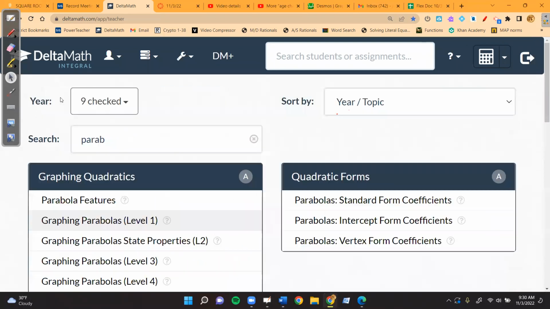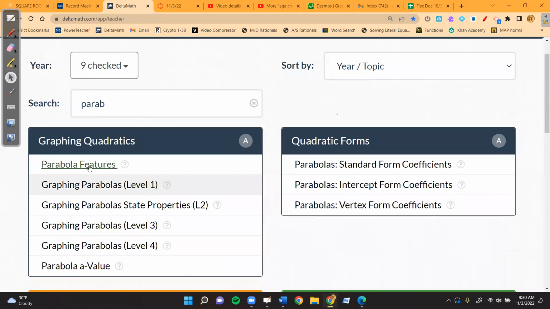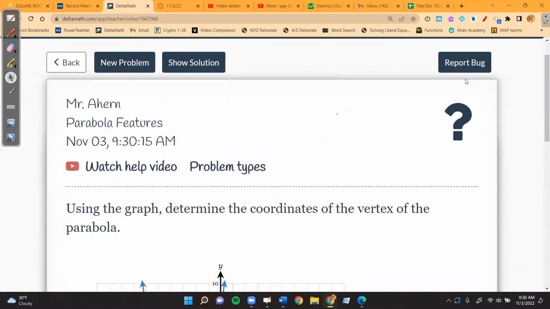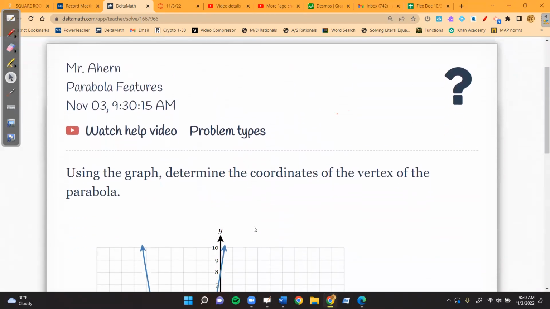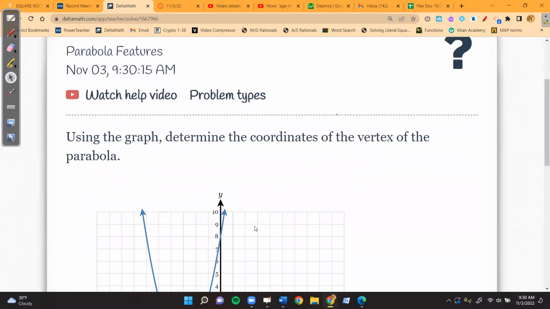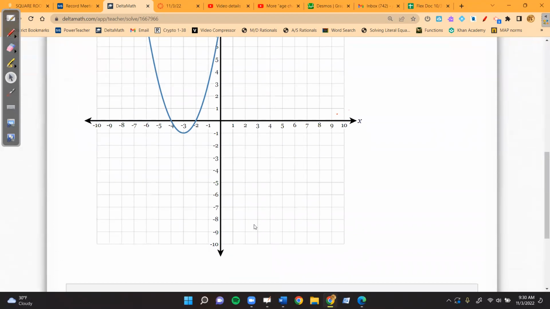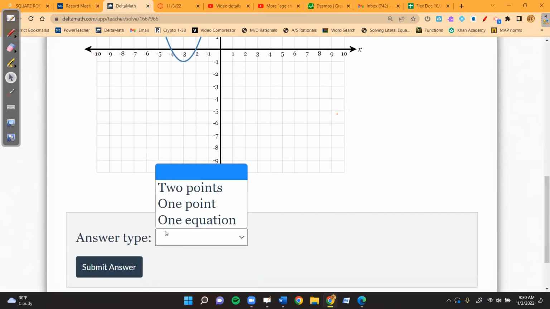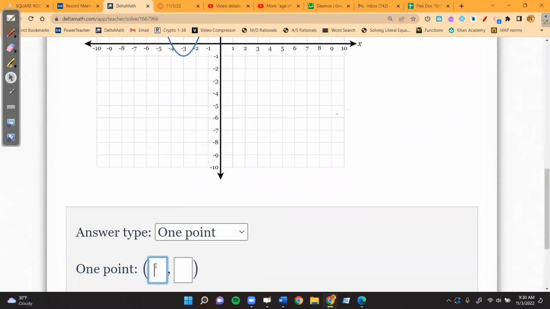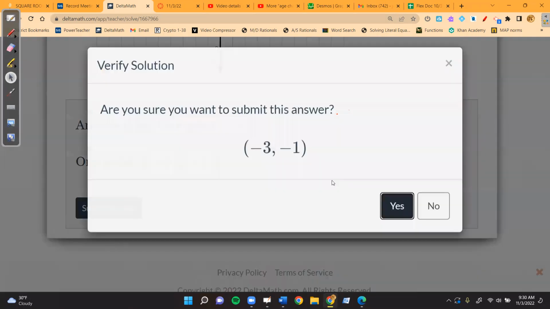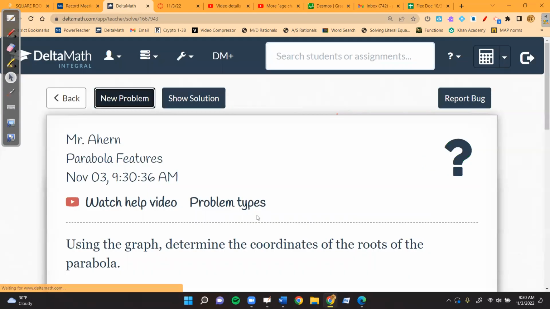The other part of today's assignment is parabola features, and it's going to look like this. It's going to say using the graph, determine the coordinates of this, or determine this. And so what are the coordinates of the vertex in this case? So I just type in 1 point, and then I type in -3, tab, -1, submit. Good job. Let's find another one.